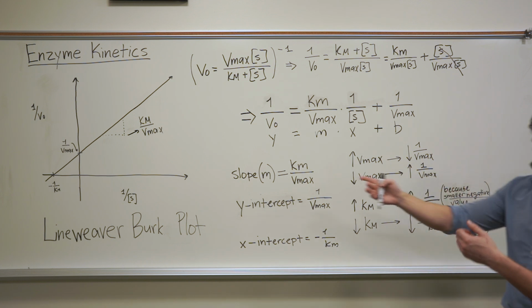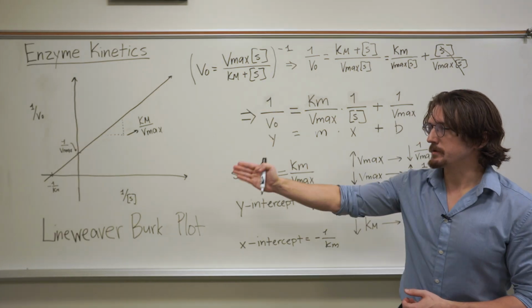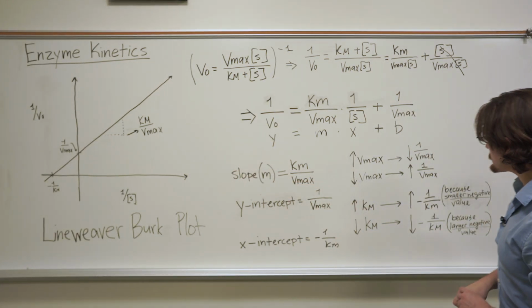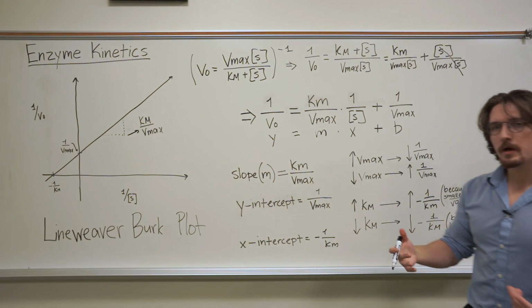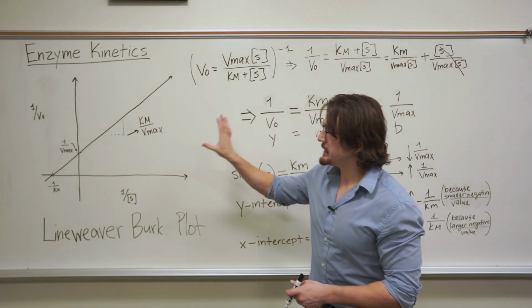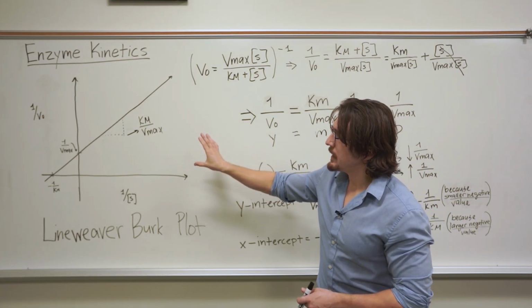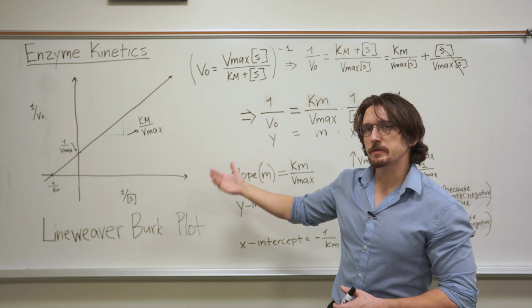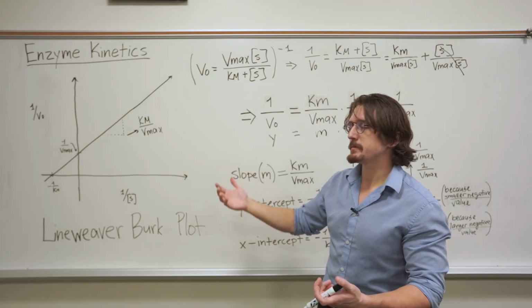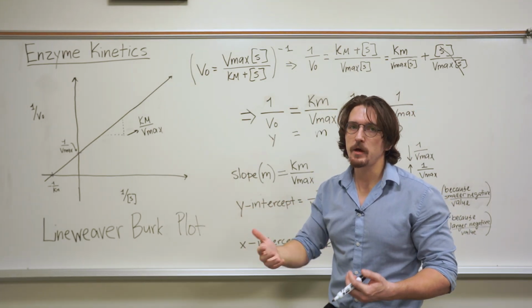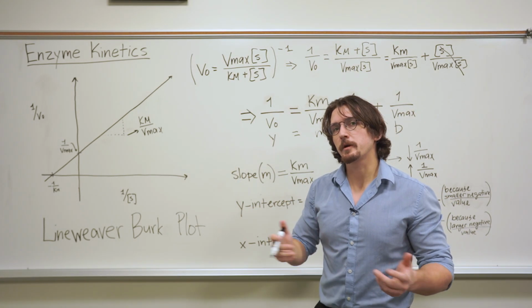So on the Lineweaver-Burk plot, it's going to move towards the left, okay? And that's what we really need to know to analyze how these Lineweaver-Burk plots look if there are different types of inhibitors present. In other words, different types of inhibitors that can either change Km, Vmax, or both. And that's what we're going to look at next.